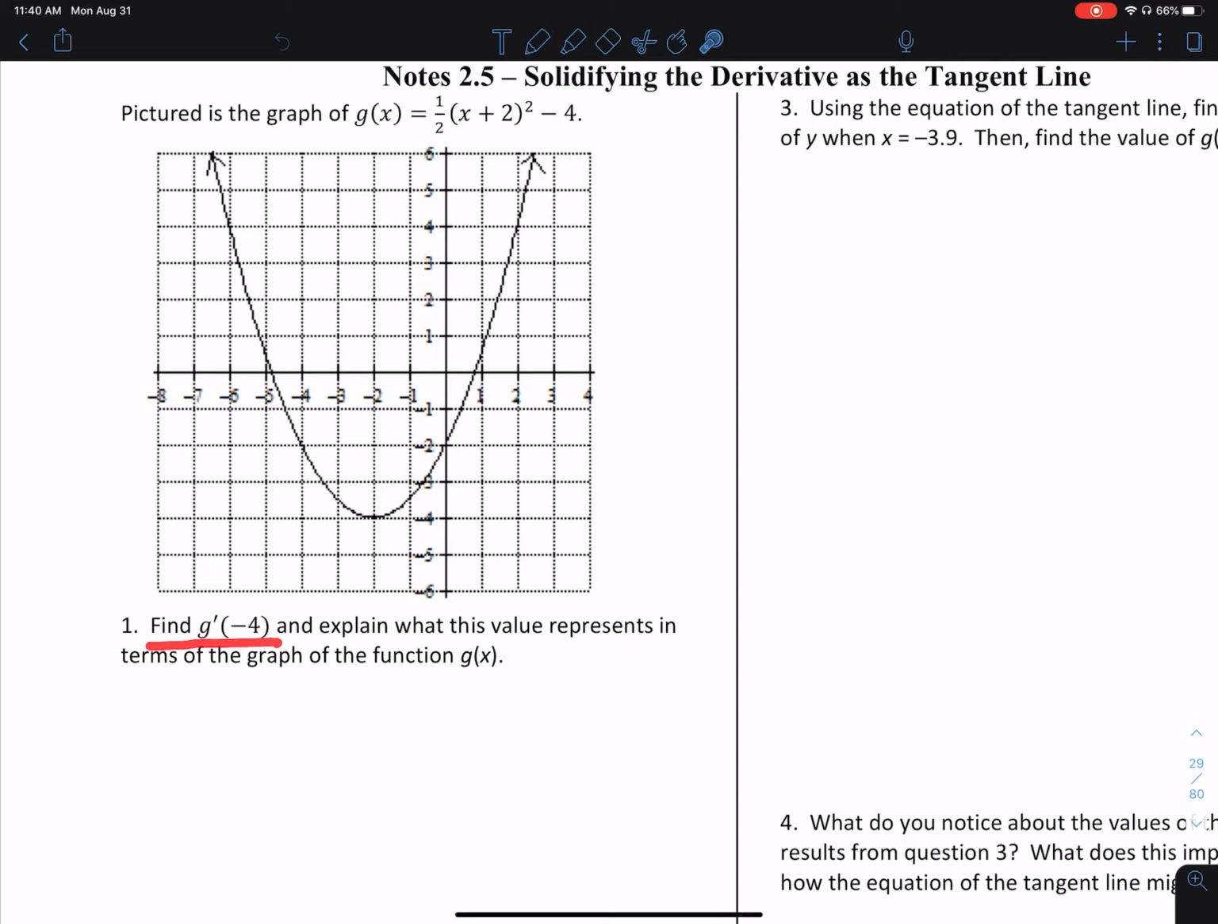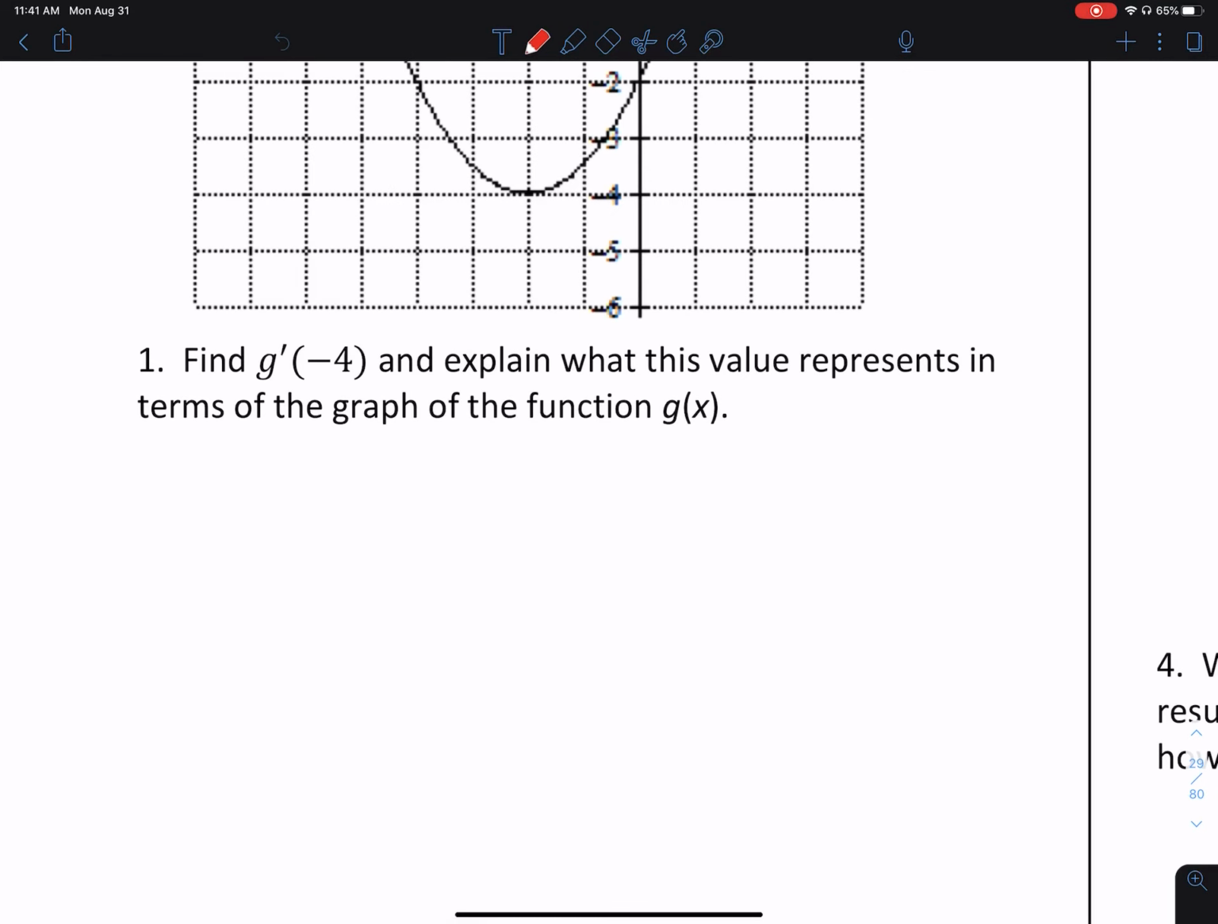Well, to find g prime of -4, that means we've got to find the derivative of this function here. And at this point, we have not learned how to take a derivative of a composite function. So we need to simplify this so it's in polynomial form. I'm going to take function g, which is 1/2 times the sum of x and 2 squared minus 4. I'm going to multiply this stuff together because it says to square it. And it's going to give me 1/2 times x squared plus 4x plus 4. Bring down the minus 4.